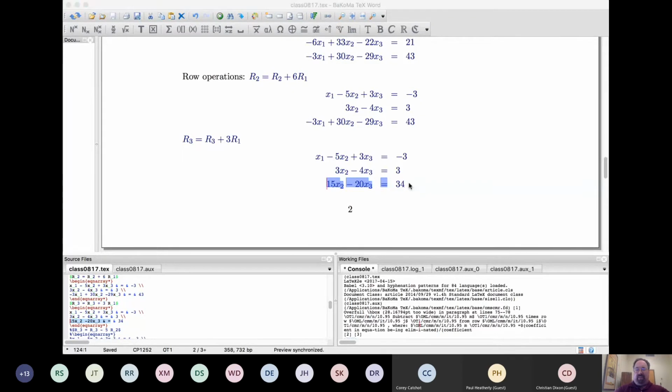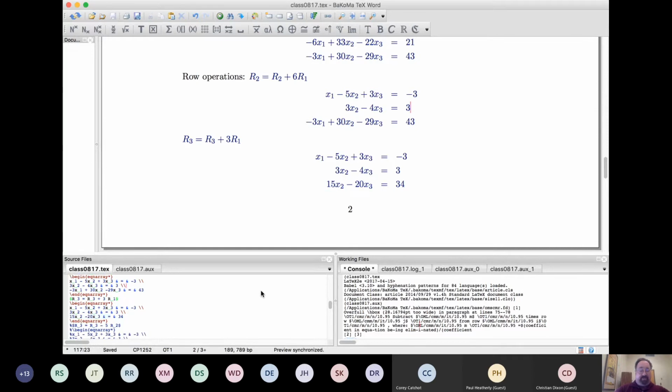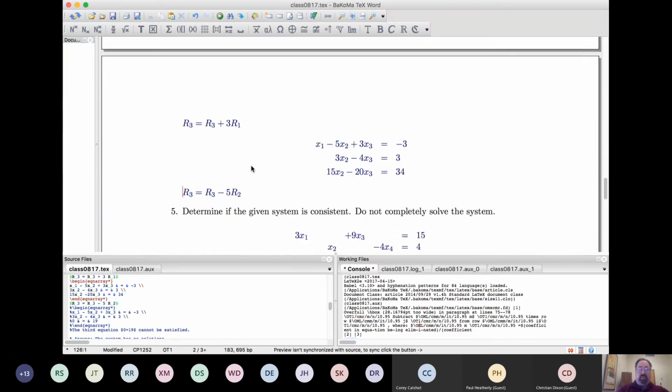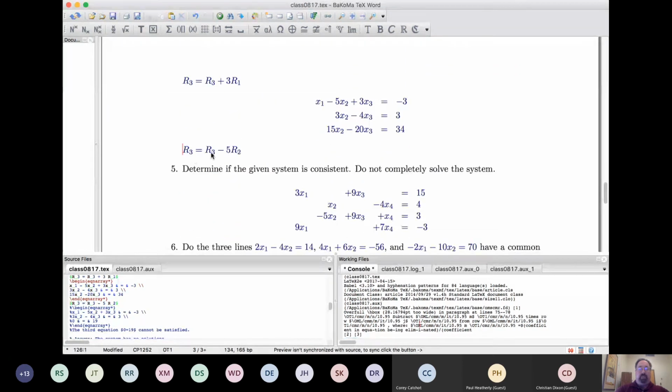But anyway, I didn't see the chat since I've been focusing on my notes, but I got notified on my phone. So yes, that is the correct answer, 5. Okay, so I need to go into a new page here. All right, so row 3 is equal to itself minus 5 times row 2.